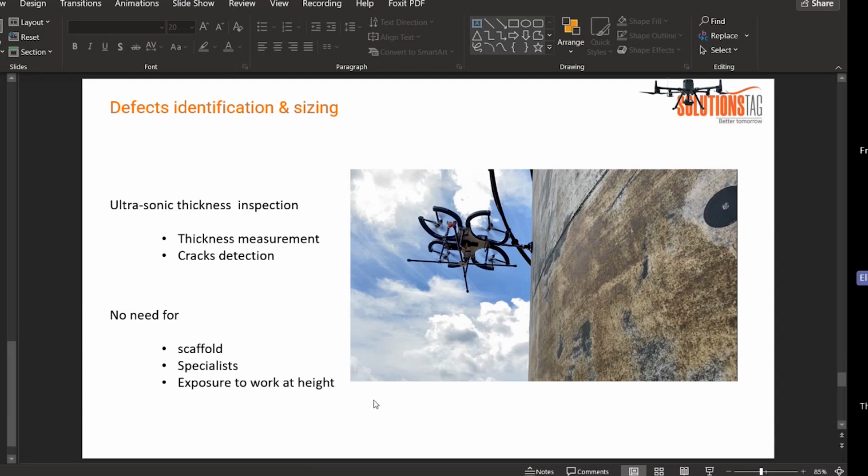But also, as I said earlier, drones help in eliminating risks. For example, working at height or requiring specialists and exposing them to risk environments or working areas. So using these drones, for instance, this is the UT tool attached to the drone. As you can see, it can measure thickness of the shells for this tank. It can detect cracks inside the tank or any anomalies on the welding between the shells.